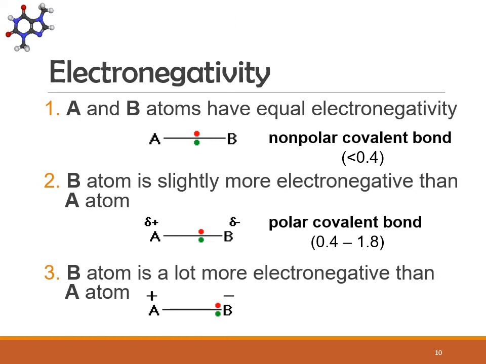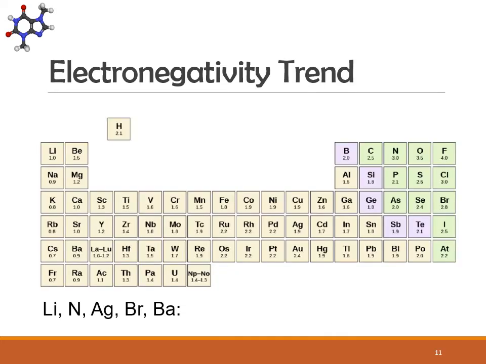When the difference between the electronegativity values of A and B atoms is greater than 1.8, an ionic bond forms. The periodic table of elements can be used as a guide to determine how electronegative or attractive an atom is to other atoms. Electronegativity increases from left to right and from bottom to top of the periodic table.